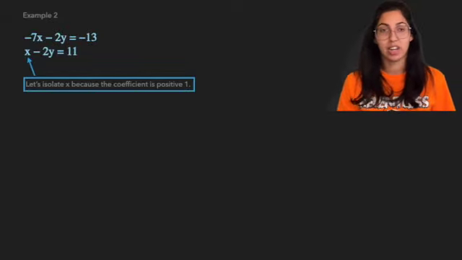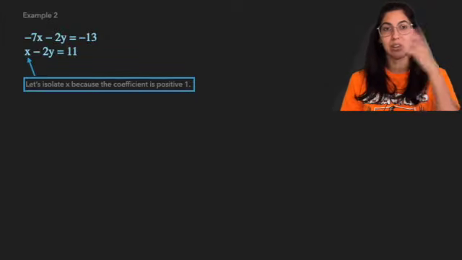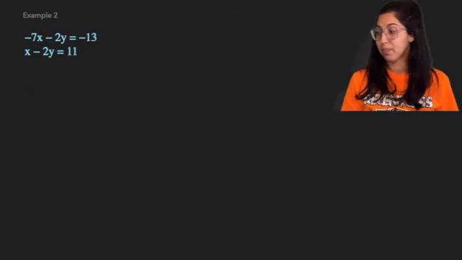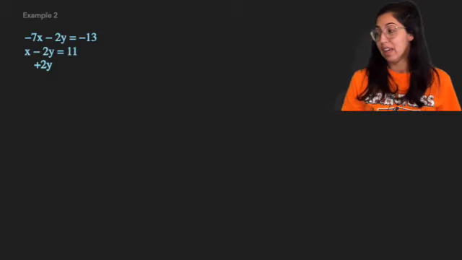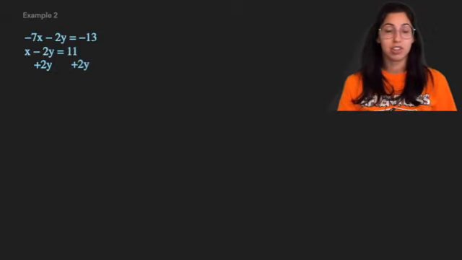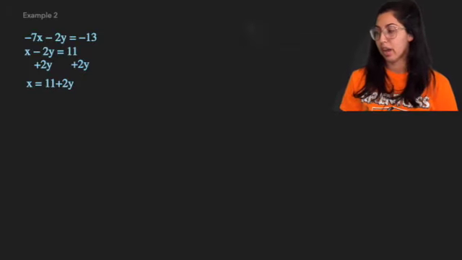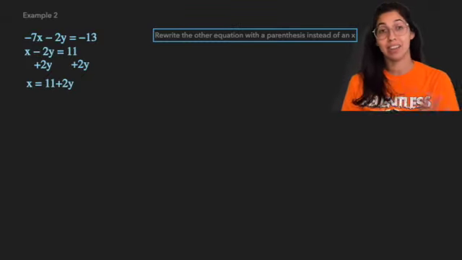So we solve for x just like we solve for y. We just move whatever's connected using inverse operations. So I need to get rid of that negative 2y. To get rid of negative 2y, I do plus 2y to both sides. It is not a like term of 11, so I'm just going to end up with x equals 11 plus 2y.